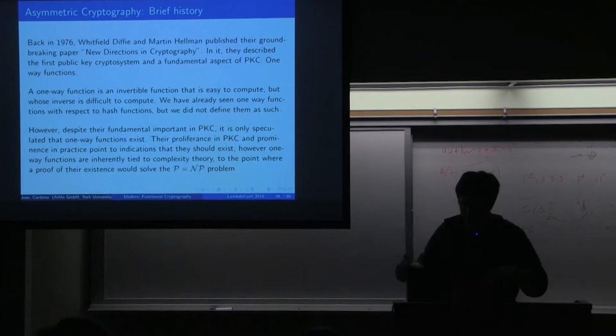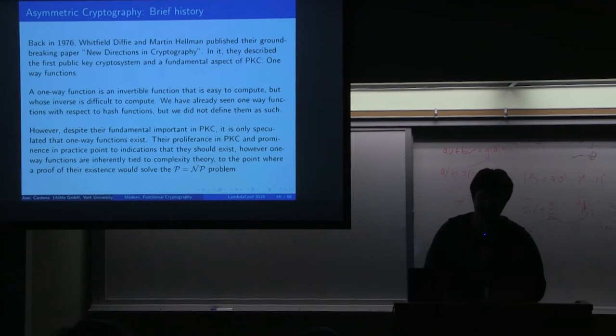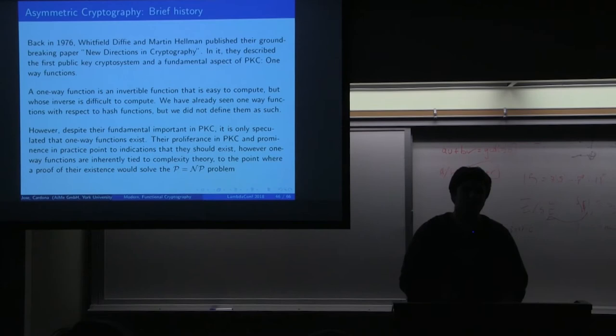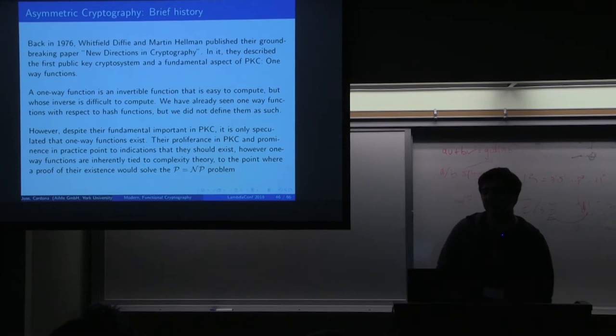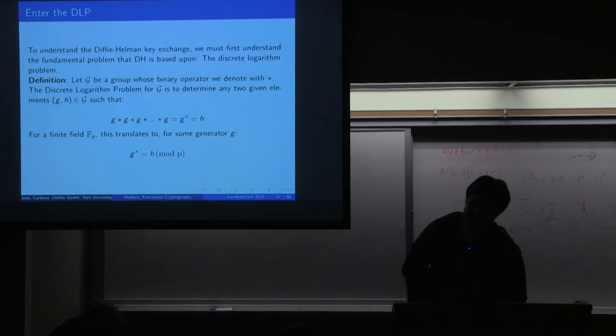For starters, it was the first one that had a public key. It wasn't even a public key crypto system. It was a public key scheme, because it's key exchange. You cannot encrypt anything with it. But, like I said before I officially started, one-way functions are only theoretical. So it could be, with some probability, that everything I'm talking about is BS because it doesn't exist. But all right, let's enter the discrete logarithm problem.